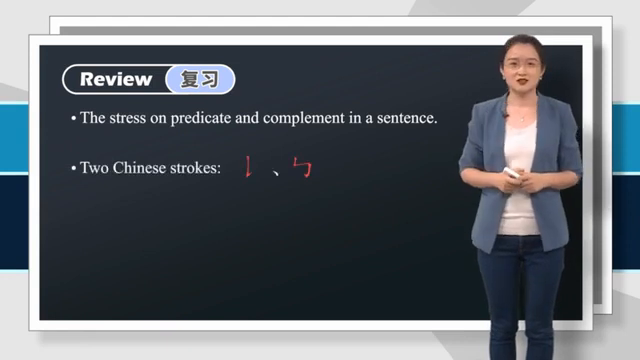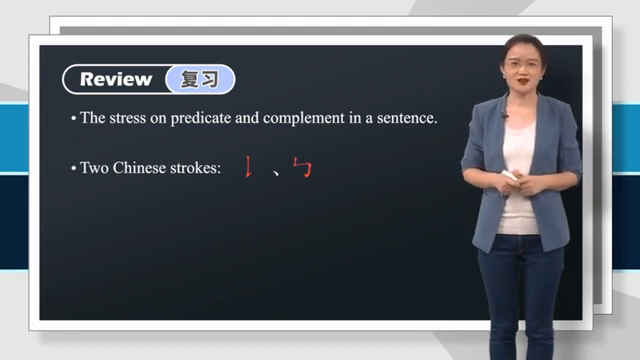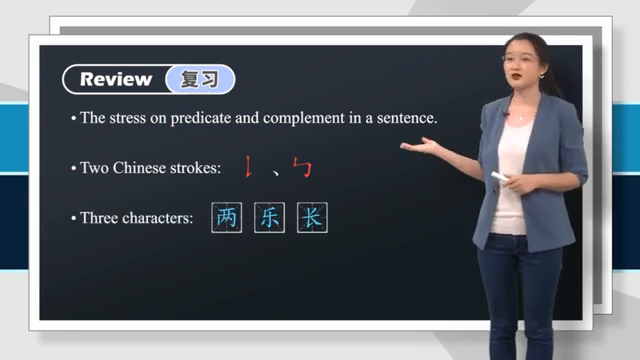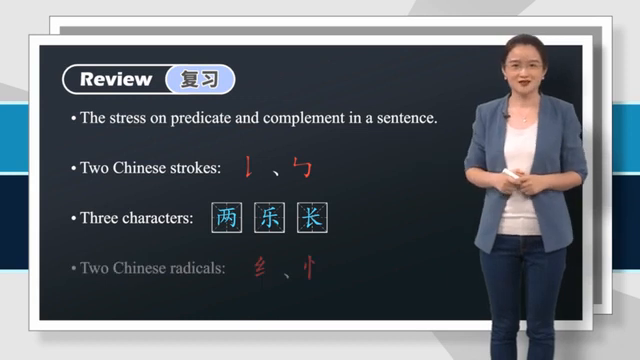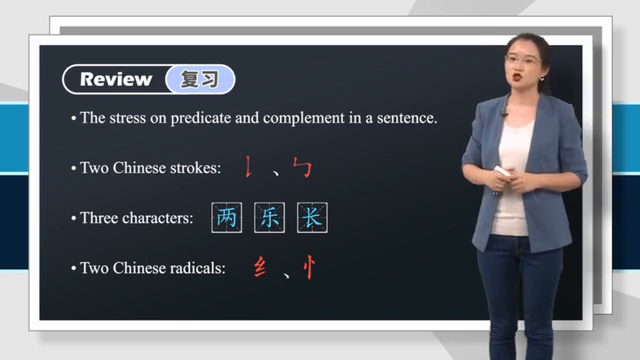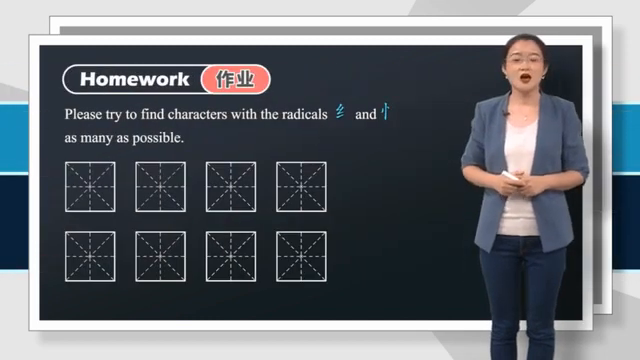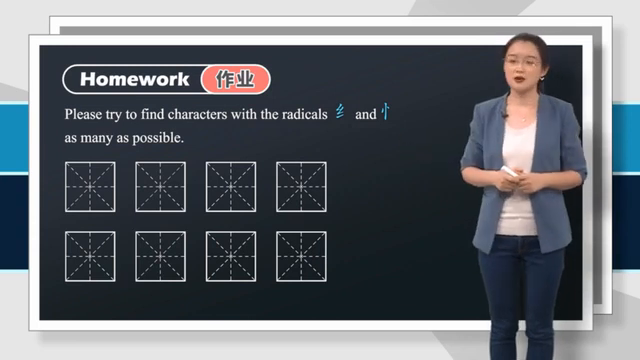We have also learned two strokes, 竖提 and 竖折折钩, and three characters, 两, 月 and 长, and two radicals, 绞丝旁 and 竖心旁. Please try to find characters with the radicals 绞丝旁 and 竖心旁 as many as possible.